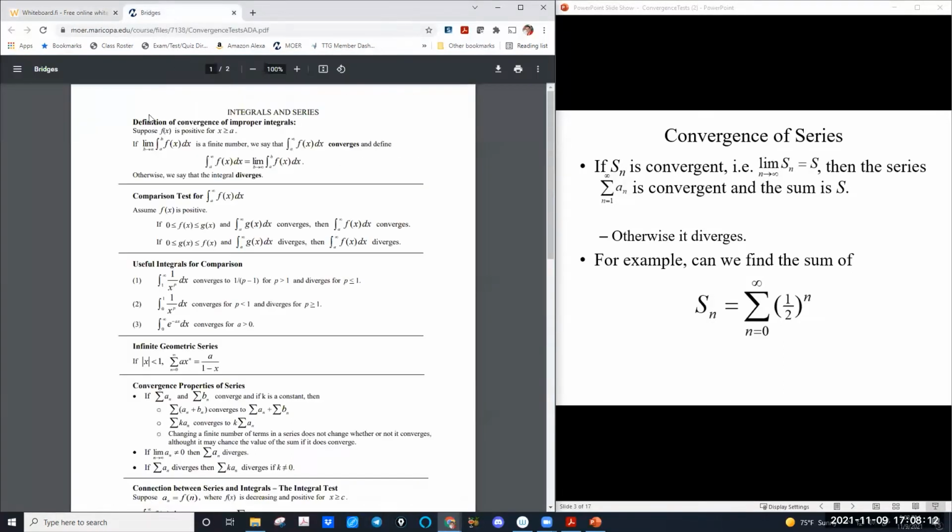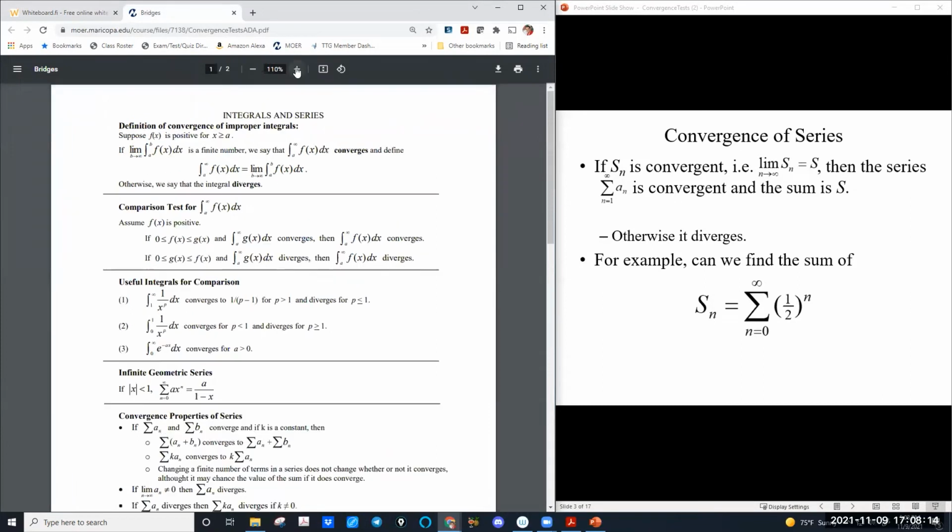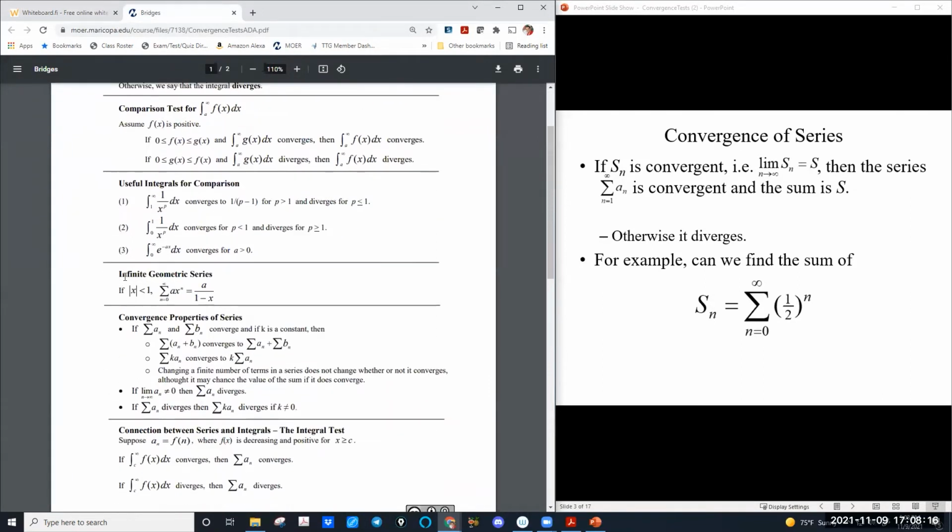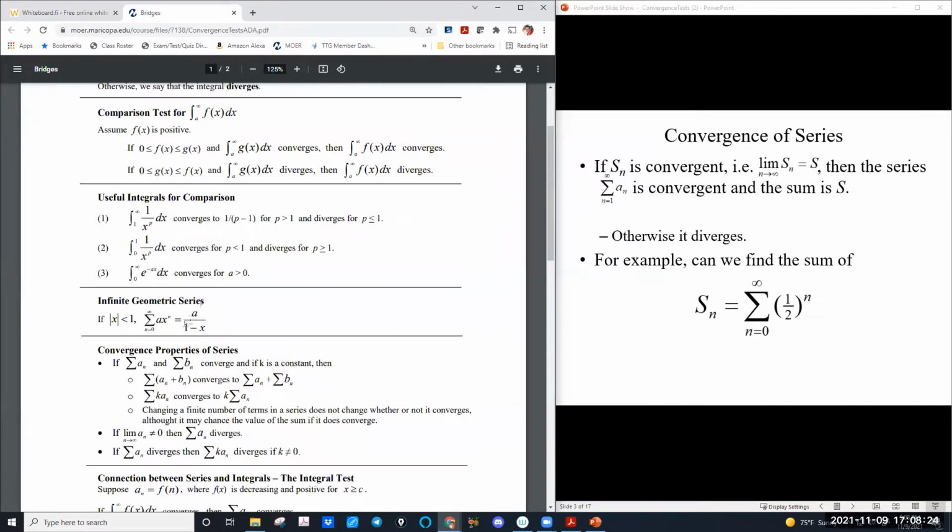Well, let's go over to our sheet here. Infinite geometric series. Notice here's the base of our geometric. Zoom in on that just a little more so you can see what I'm pointing at. x is the base for our common ratio. If the absolute value of that common ratio is less than 1, then the series converges, and we can find what it converges to: the first term over 1 minus the common ratio.